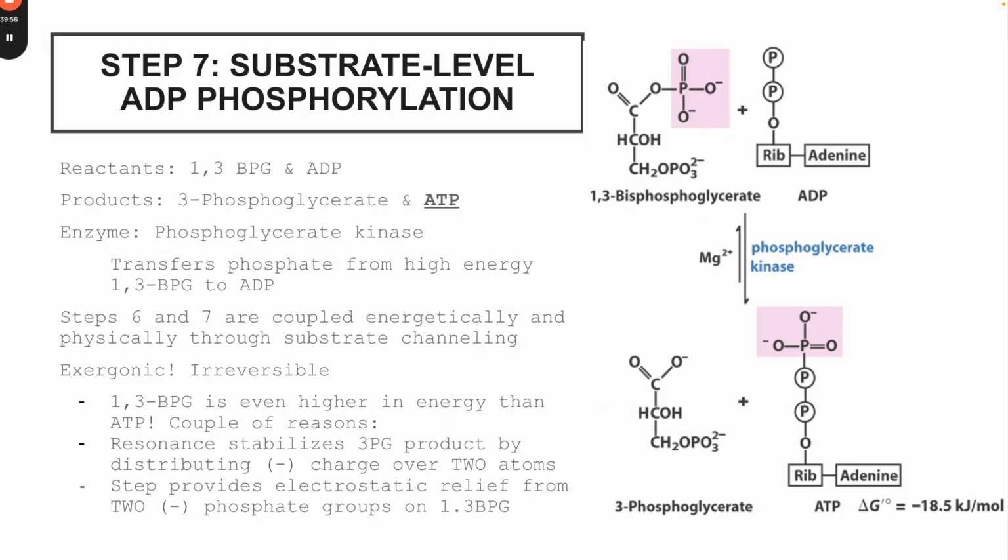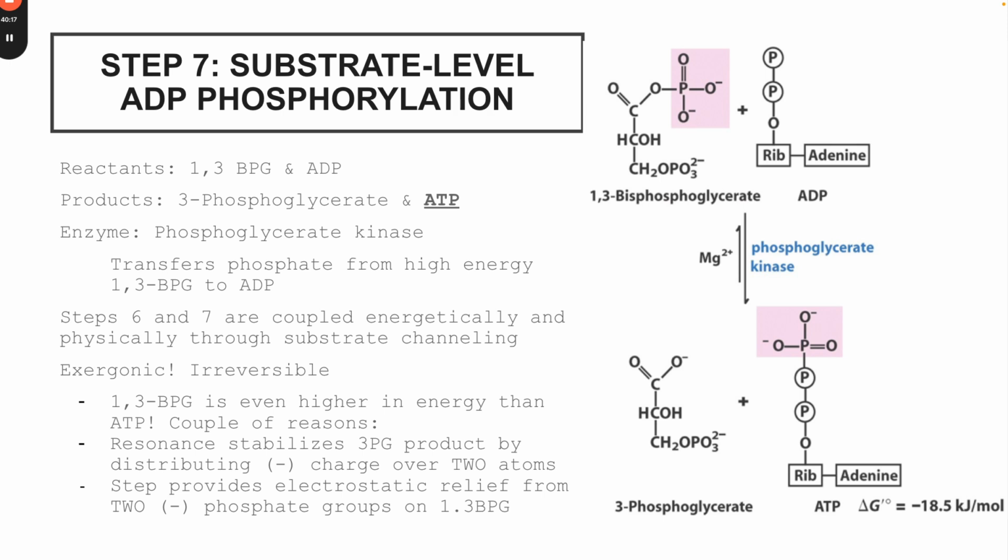We have reactants 1,3-BPG and ADP. So the products are 3-phosphoglycerate and ATP. The enzyme is phosphoglycerate kinase. Like I said, kinase is phosphorylation. ATP, think kinase. And it transfers a phosphate from this high energy, negatively charged 1,3-BPG to ADP to make ATP.